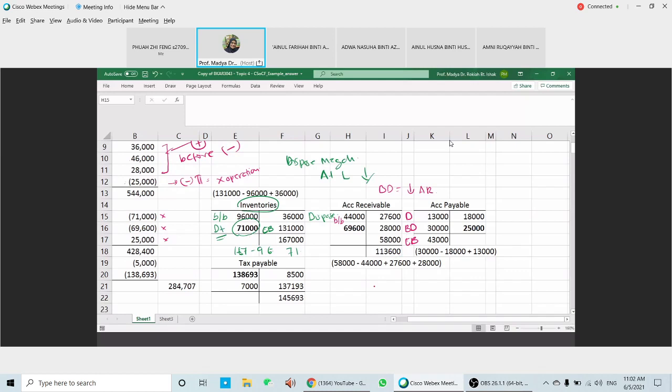So you total out here, you're going to have 113,600. So 113,600 is the balance, and then minus 44. 44 here is your beginning balance. So you're going to have 69,600. 69,600 at the debit side means an increase. So for an increase here, we need to put a minus, in brackets.